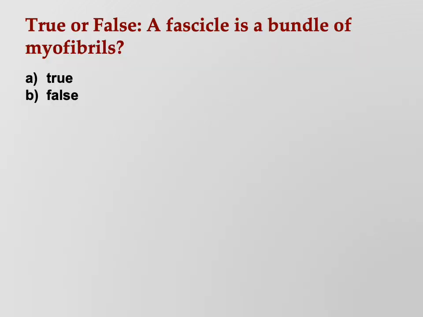Okay, true or false? A fascicle is a bundle of myofibrils. We're going to say that's false. A fascicle is a bundle of myofibers, or muscle fibers, and a muscle fiber is a bundle of myofibrils. All right? So it's true that there are myofibrils in a fascicle, but that's not what a fascicle is. A fascicle is a bundle of muscle fibers. And then each muscle fiber is made up of many, many, many myofibrils. So keep that straight, okay? Don't mix that up, all right? Make sure you keep the levels of organization straight.